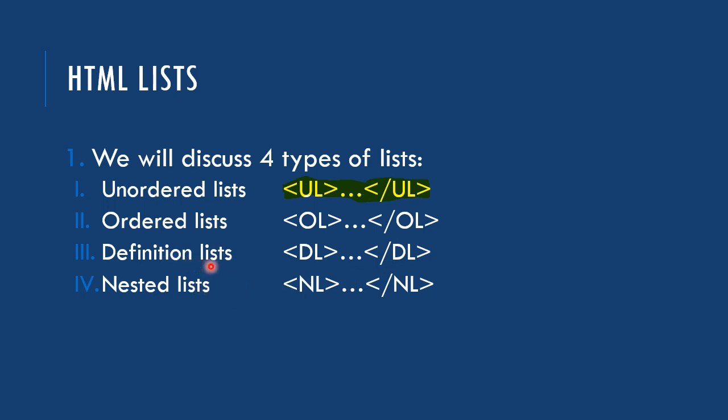The definition list is just like a dictionary. It will appear just like a dictionary where we have a term, and then from the next line we have the meaning of the term. So here we can define some terms and give the definition of those terms in the next line. Finally, we will look into the nested list, where we can create a list inside a list.